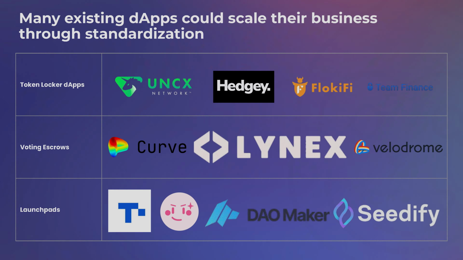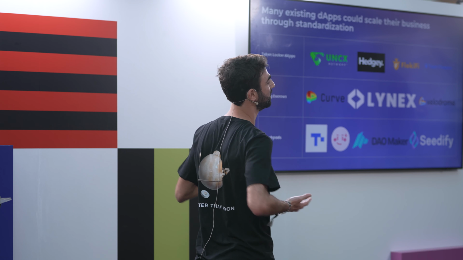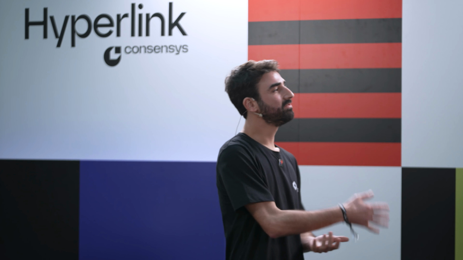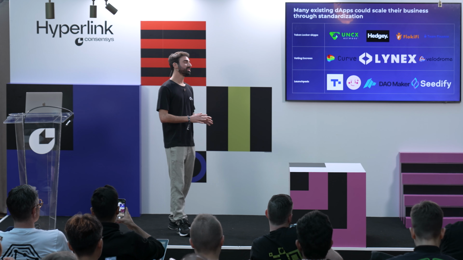How many use cases do we have for this standardization? We have token locker apps like Unicrypt, Hedgy, Flockify, Team Finance. All of these have their own flavor. Even voting escrow contracts describe the release of assets over time, and could also leverage this standard. Launchpads, in a similar fashion, have their own release schedules when they do launches, lock liquidity, and so forth. Imagine if all of these different use cases fall under a new asset class, and the possibilities of secondary marketplaces and further integrations that could arise from leveraging a single interface, which of course is super basic and super scalable.